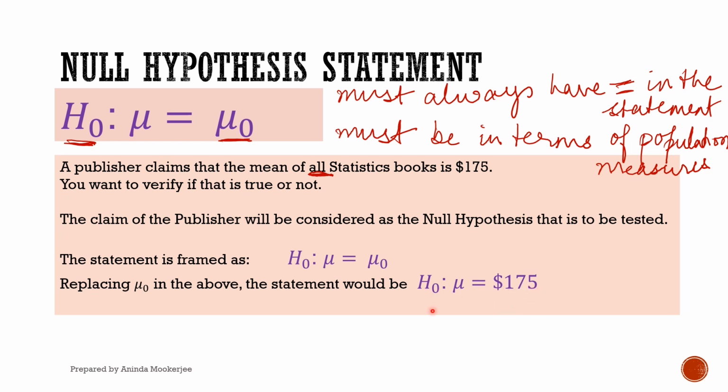Now you have to write the H sub 0 colon. Don't miss that. If you just write mu equals 175, the problem is that we won't know whether this is the null hypothesis or whether it is the alternate hypothesis. So make sure you always start your statement using H sub 0 colon, which says the null hypothesis is mu equals whatever the accepted mean is.